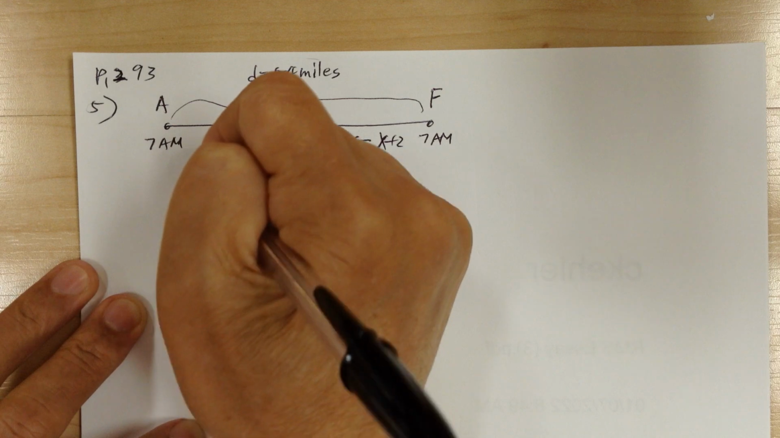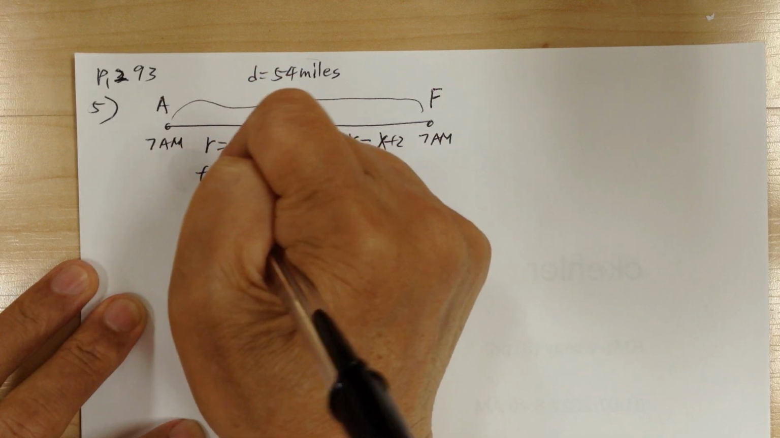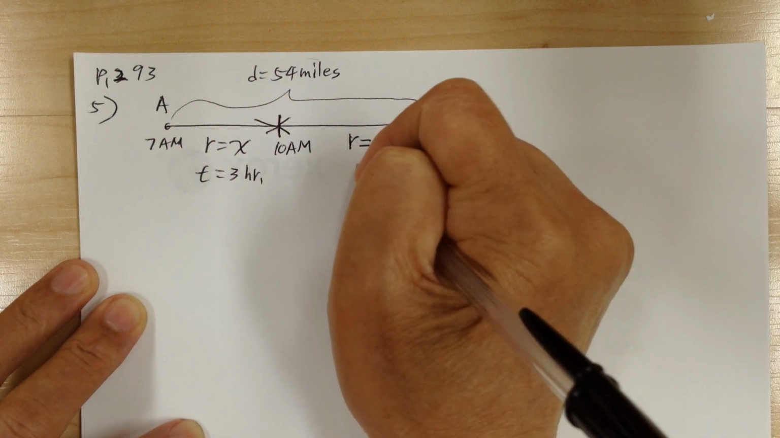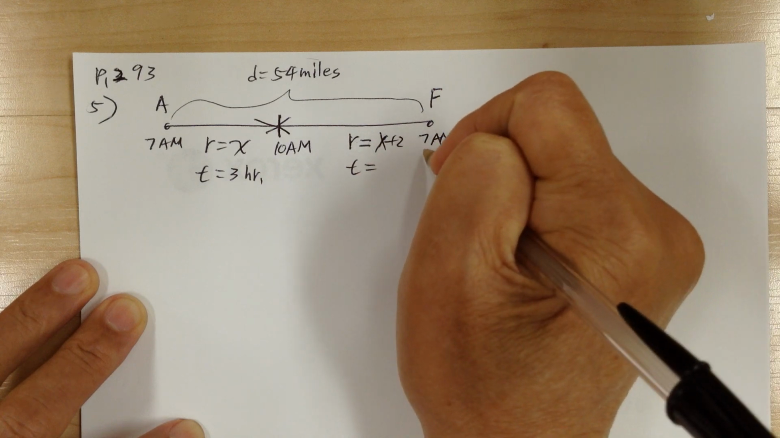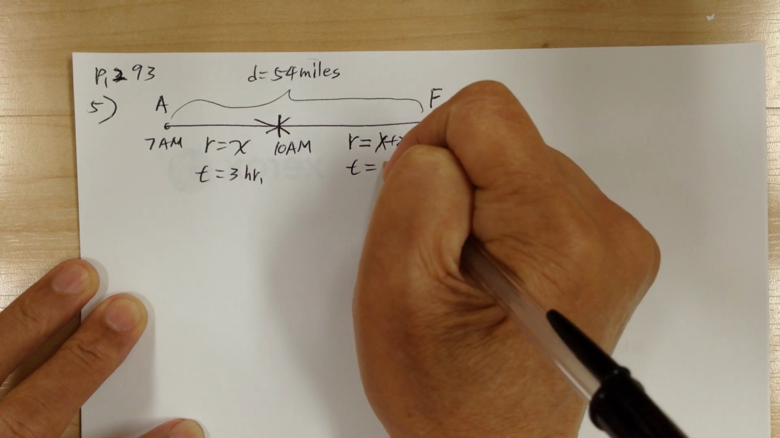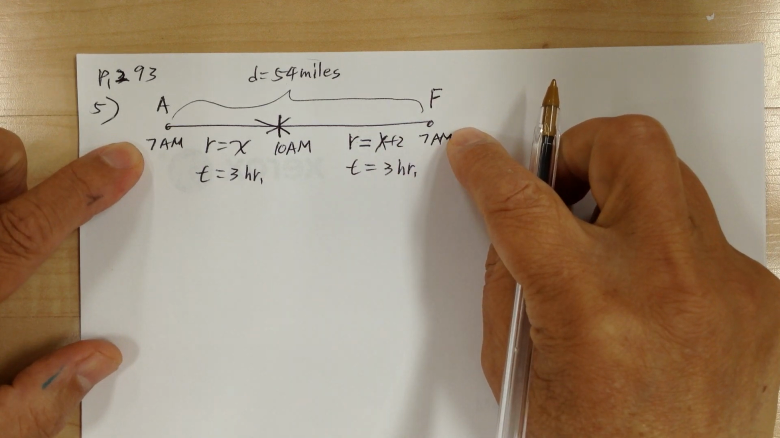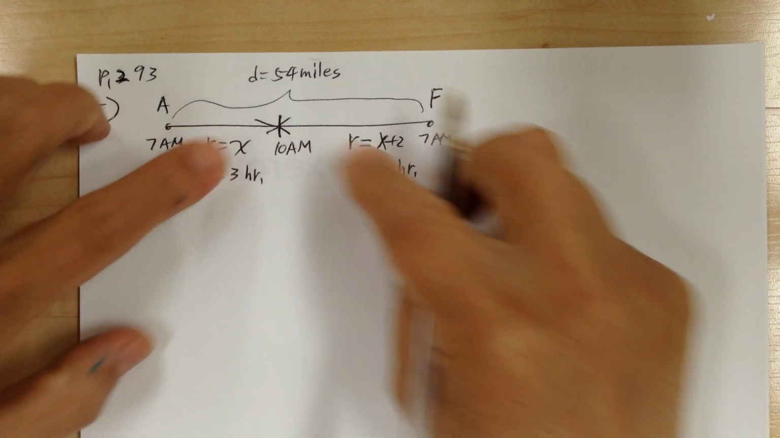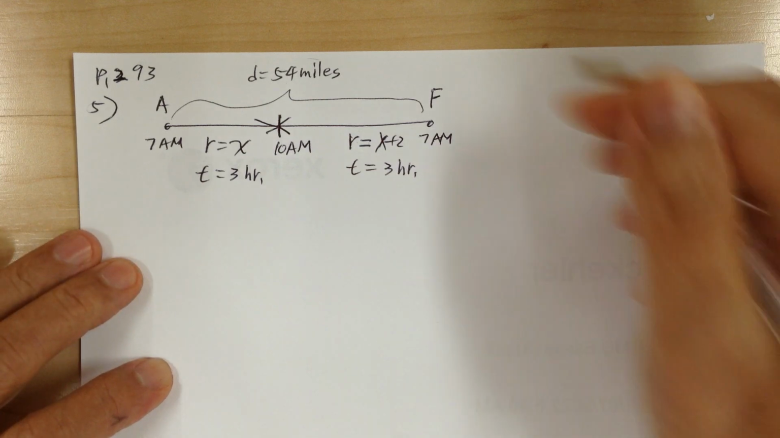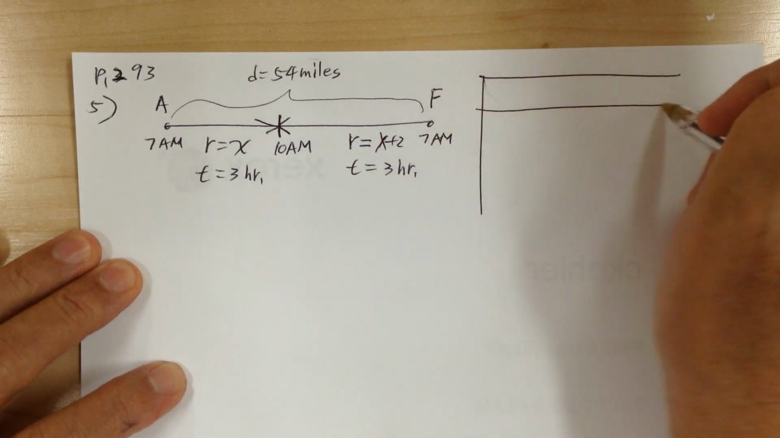So that means the time is equal to 3 hours for Anita, and the time for Felix is also 3 hours, right? Because they both start at 7 and they meet at 10, so both spend 3 hours. Okay, so let's go and make the table.